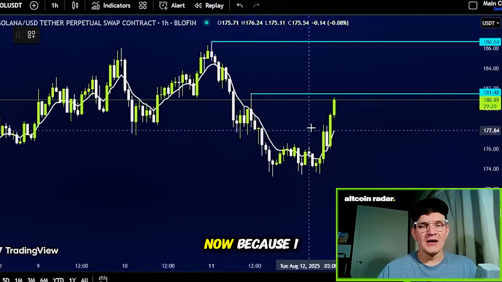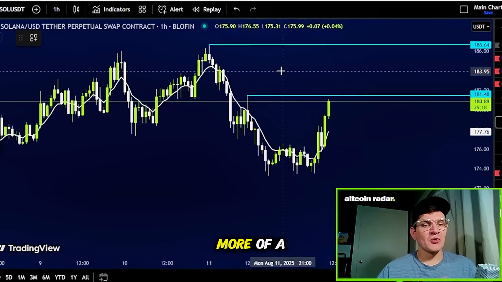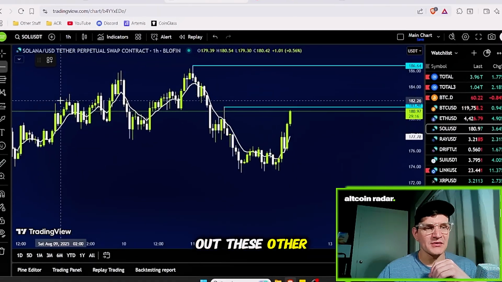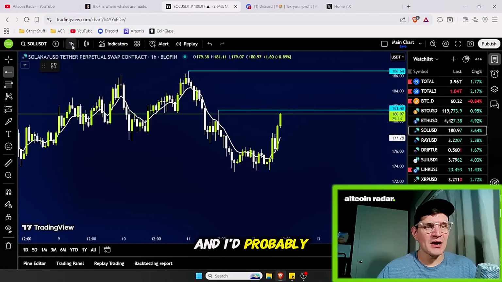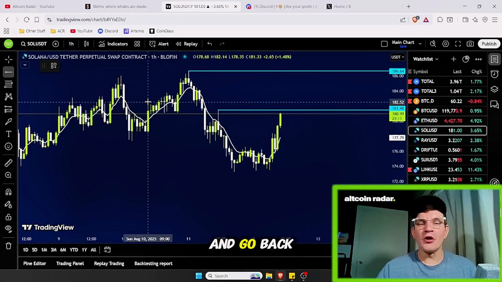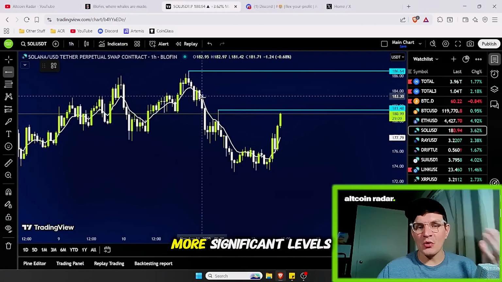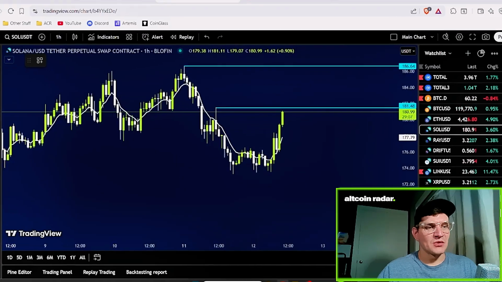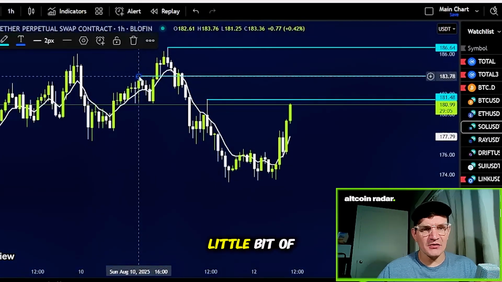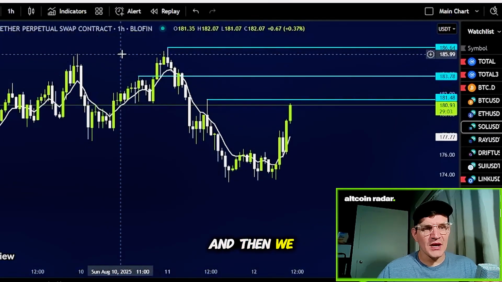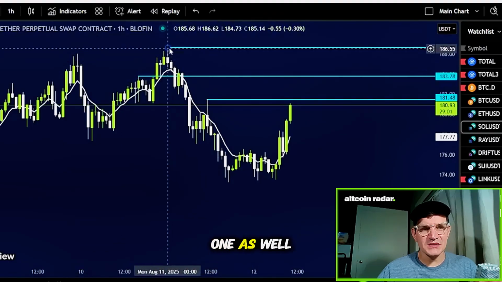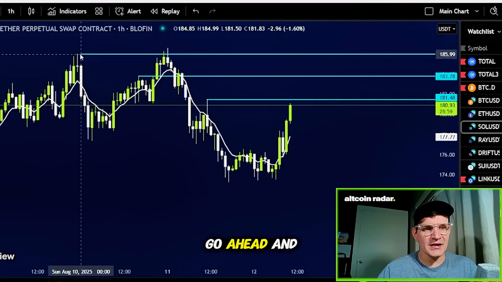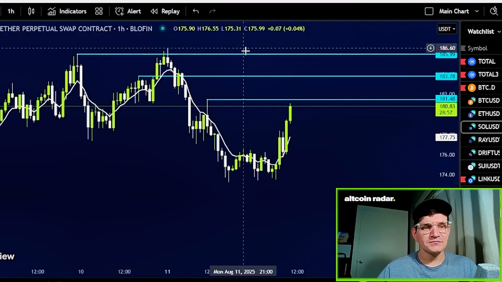Now, because I am a day trader. If I was more of a swing trader, I'd be marking out these other levels back in here as well, and I'd probably move out to the 4-hour chart and go back even further to mark out the more significant levels. So we're going to go ahead and mark out these levels. We had a little bit of a high right here, and then a high right here, but it's pretty close to this one as well, so we'll just count this one instead.